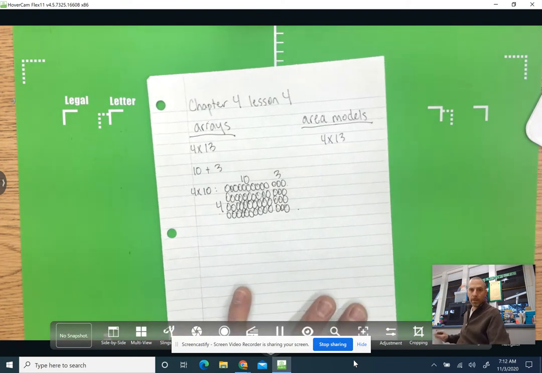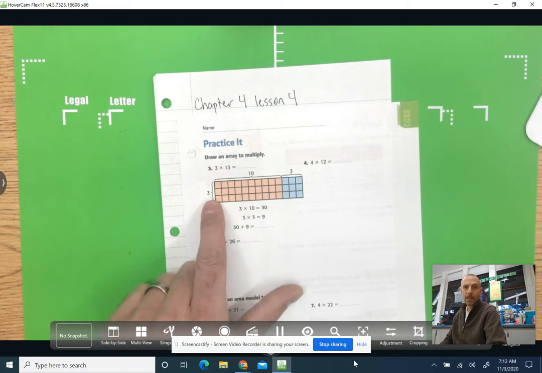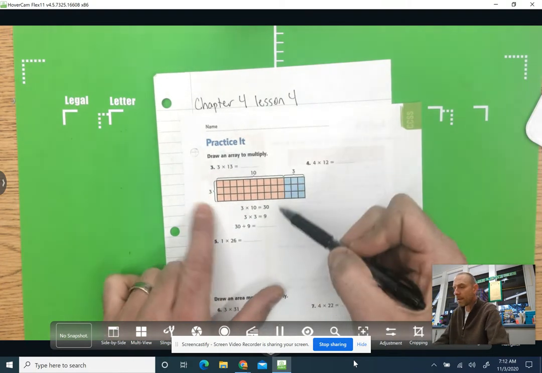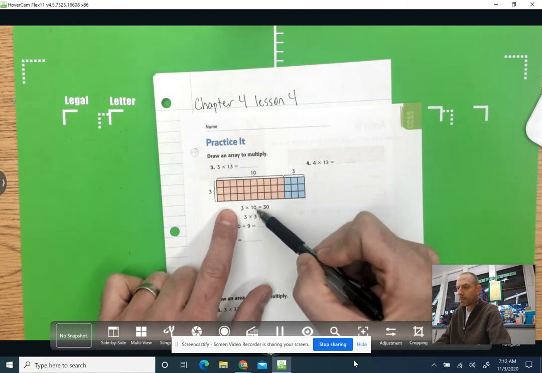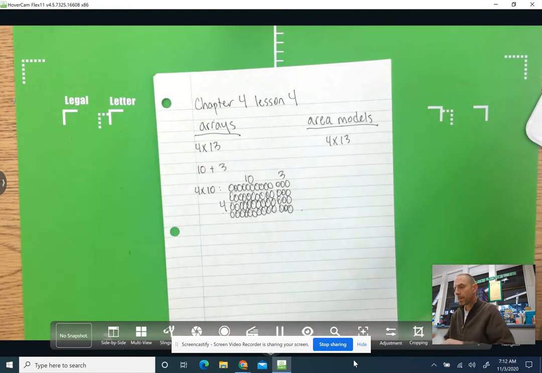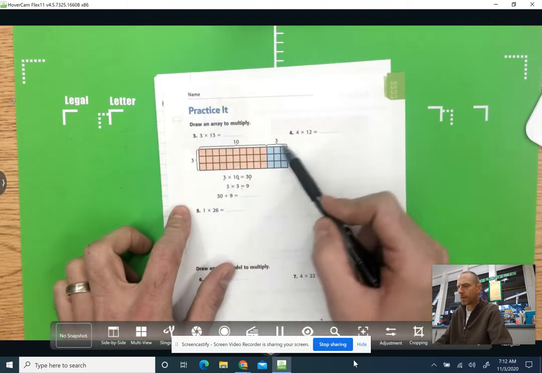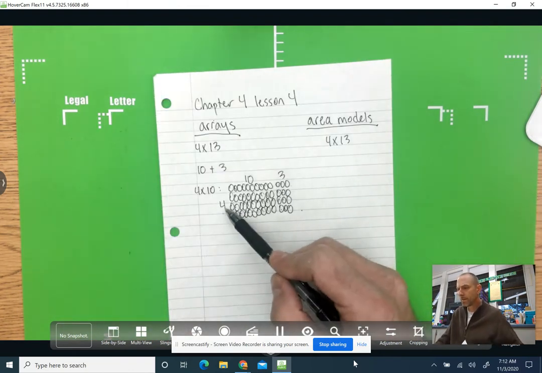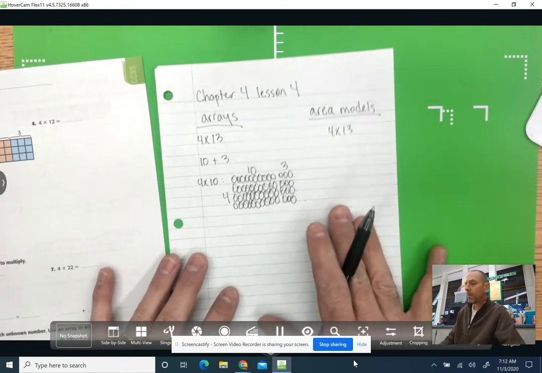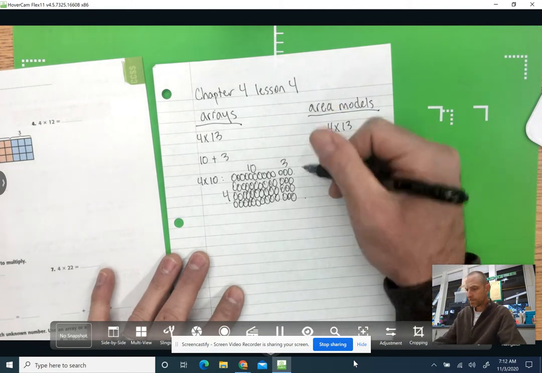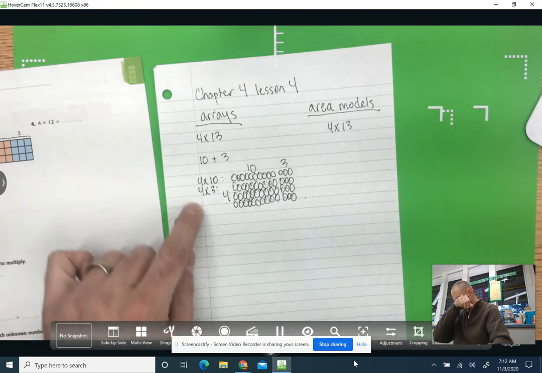If you look on your independent practice, you have 3 times 13, and it's represented the same way. They broke up 13 into 10 and 3, and did 3 times 10. In our case, we did 4 times 10, and then they did 3 times 3. In our case, we did 4 times 3. So we made an array to represent that problem. Now we have our 4 groups of 3.